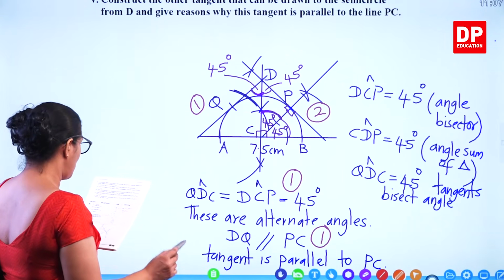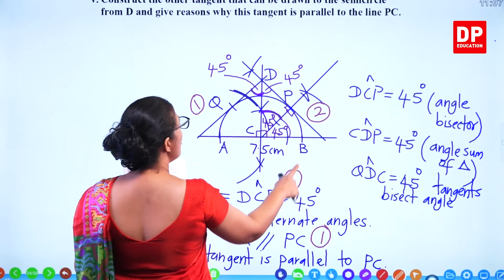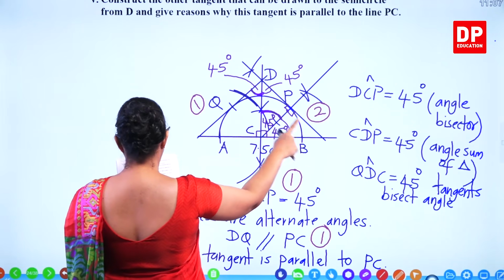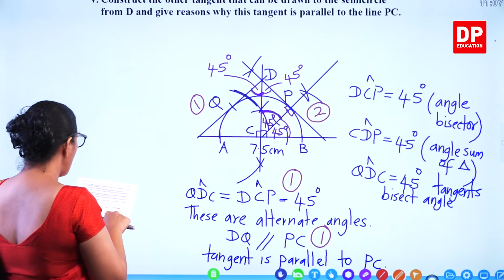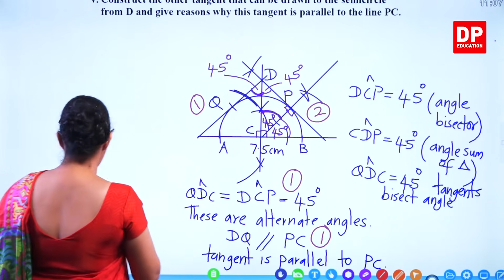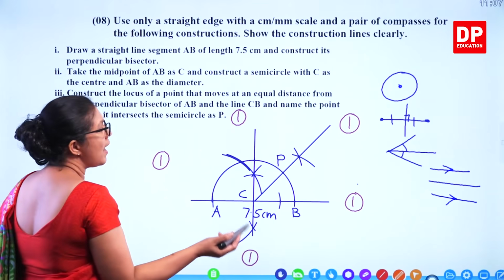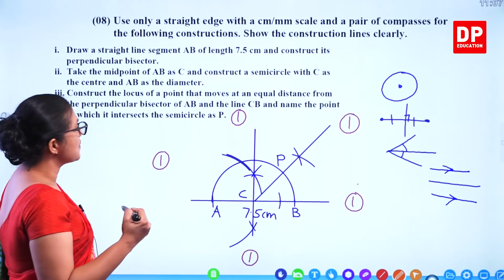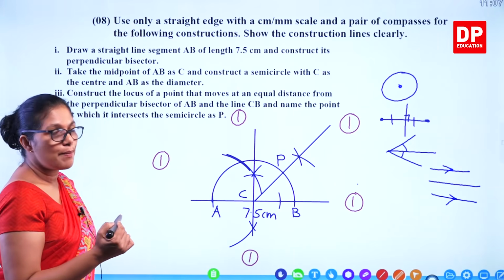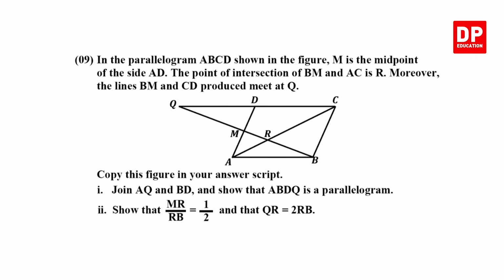So 1, 2. So 3 marks. 1, 2, 3, 4, 5. So 3 and 2, 5 marks for these 2 steps. And we gave 5 marks, 1, 2, 3, 4, 5 for the other 3 steps. So altogether 10 marks. Now you can try question number 9, 10, 11, 12. 4 questions are there.